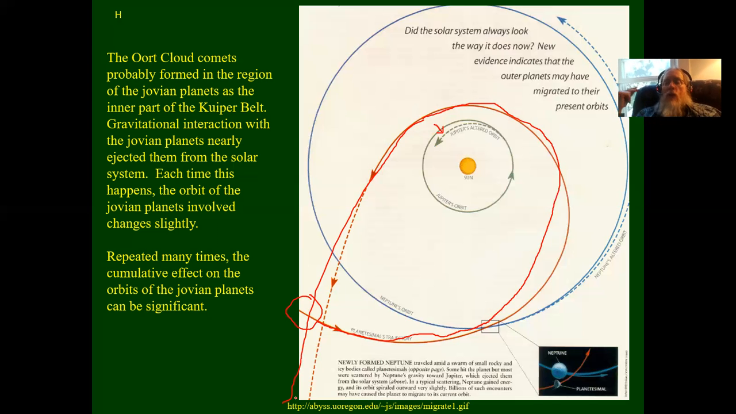Now, the individual effects on the Jovian planets for any one of these is minimal. But this is going to happen a lot. So the cumulative effect can be fairly large, especially if Jupiter does most of the work.